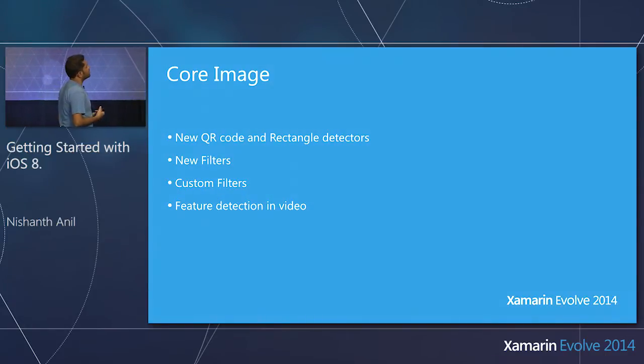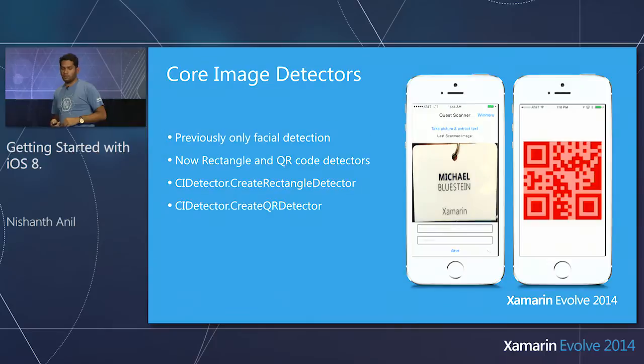There are also new filters added to Core Image that you can use if you're building some image manipulation application. You can make use of the new filters. You can also have custom filters in your code. All these features can be used inside video itself. This detection happens in the video as well.